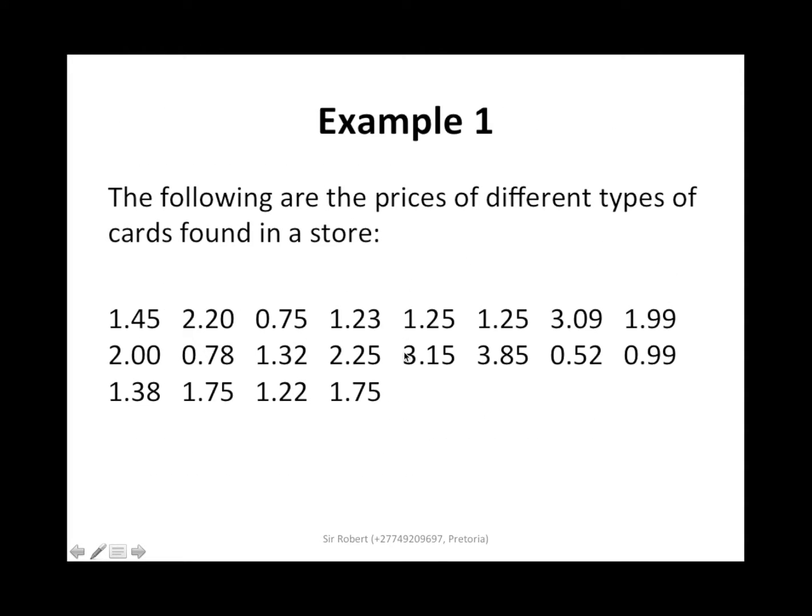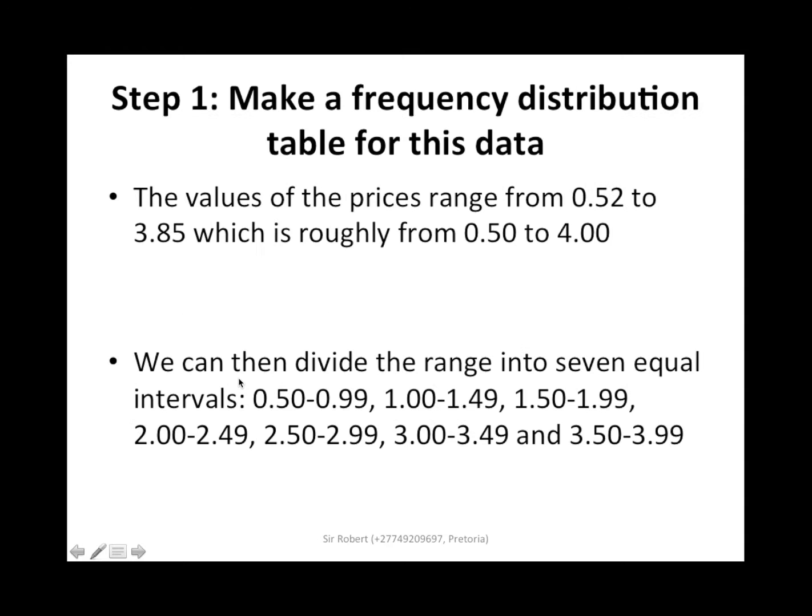So let's move on. The following are examples of different types of cards found in a store. So these are the prices of different types of cards. We are asked to represent this data in a histogram. Your first step is to make a frequency distribution table for this data. As you can see, the values of the price range from 0.52 to 3.85, which is roughly from 0.5 to 4.